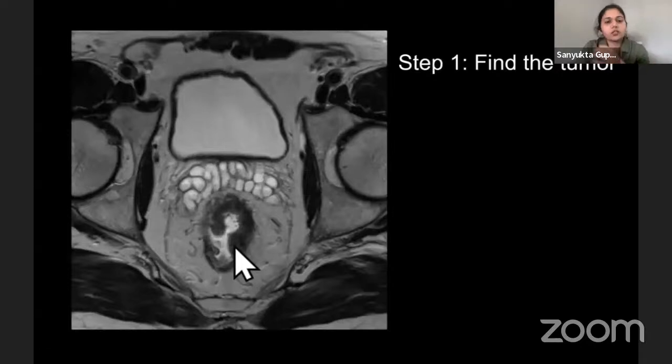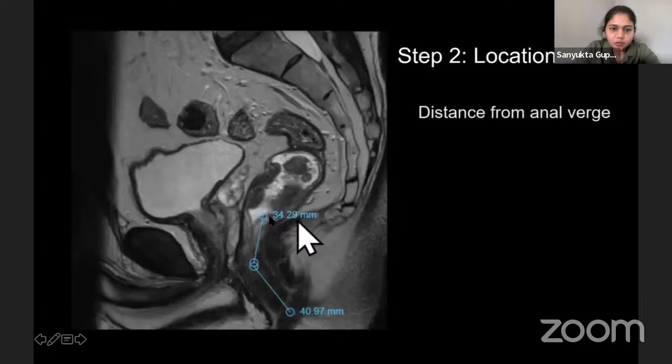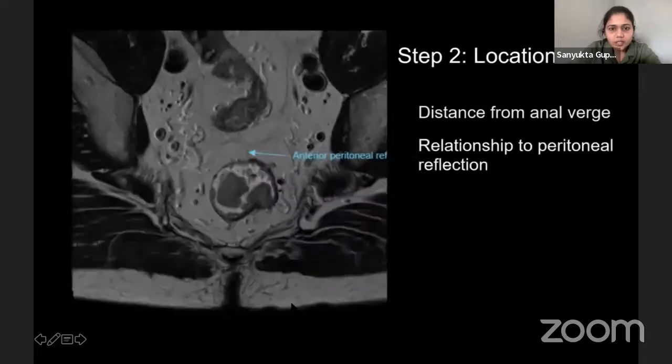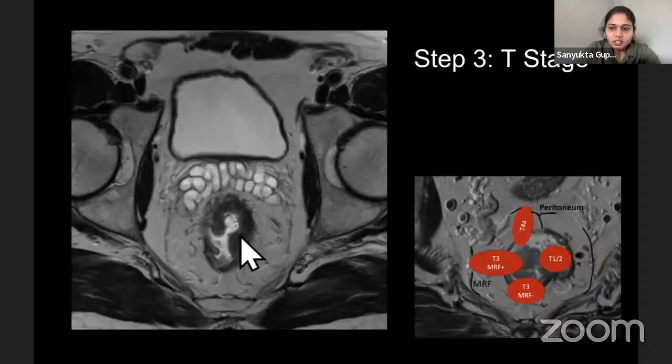So these are the steps. First, we need to find the tumor. So the tumor is, as we talked about, of intermediate intensity. It has elevated edges. So this is how you identify the tumor. And then we have to describe the tumor, the distance from the anal verge. Now, distance from the anal verge has to be taken along the planes just as the colonoscope goes. So we take a slightly diagonal plane according to the luminal distance from the anal verge. Similarly, the location, the relationship to the anterior peritoneal reflection, and the T stage finally.